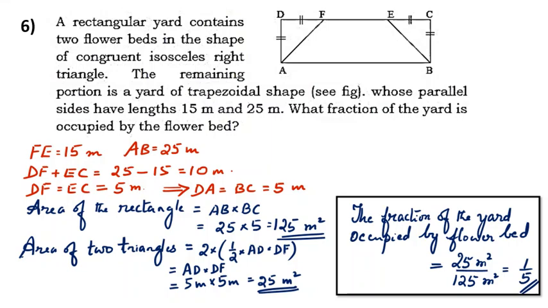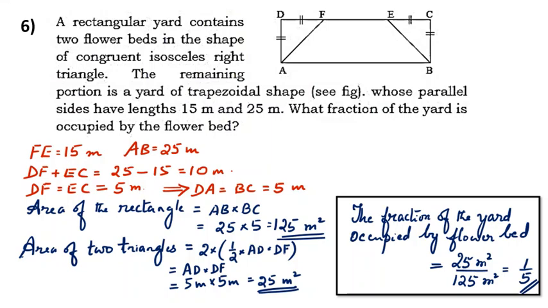So one triangle is half into base into height. So half AD into DF. That's one triangle's area. But two such triangles are there, congruent. So I will multiply by 2. 2 into... Now, area will be only equal to AD into DF. Half and 2 cancel. So AD is 5 meter, DF is 5 meter. Area of the two triangles together will be 25 meter square.